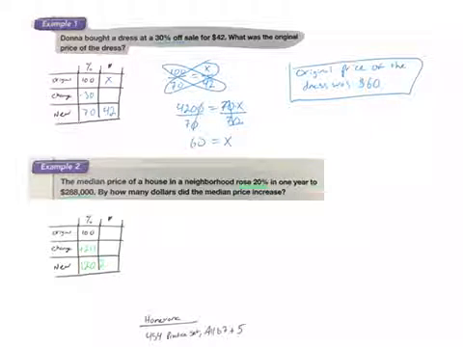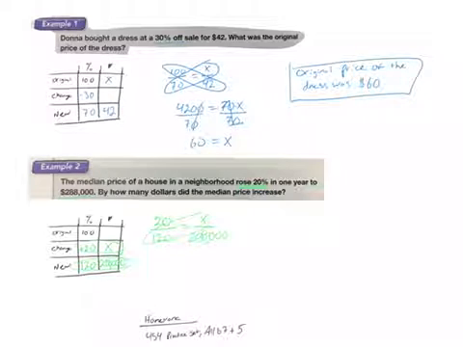I'm going to kind of go outside my box there a little bit. So it wants to know how many dollars did the median price increase? So we're wanting to know this much. How much did it increase? How much did it go up? So I'm going to call this one X. So then we have both of these numbers. We're looking for that one. So let's set up a proportion with those. 20 over 120 is equal to X over $288,000.